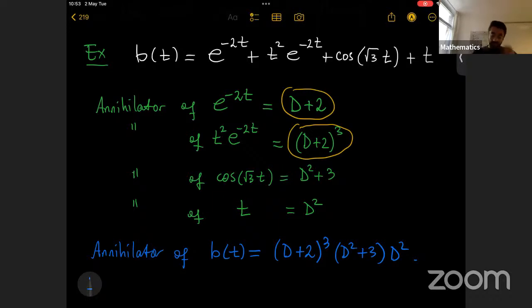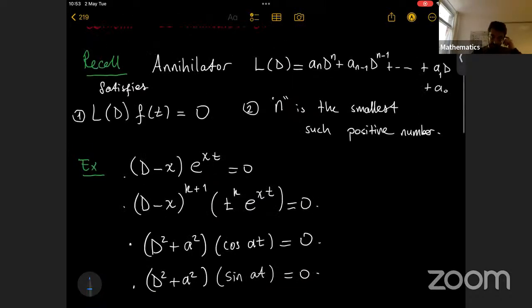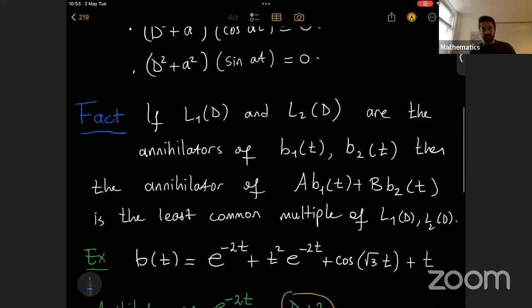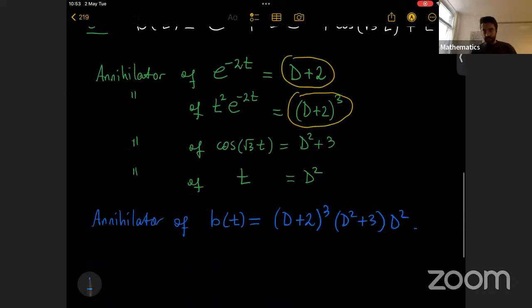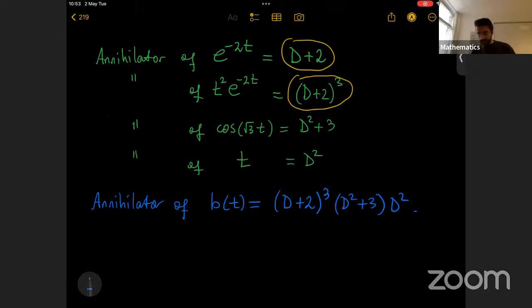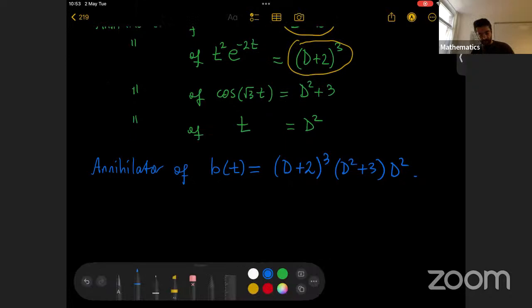Right. So there's one question: do we need to memorize it? At least you need to memorize these four of them. Okay. Then you can derive other ones from these ones. All right. Let me do another example.